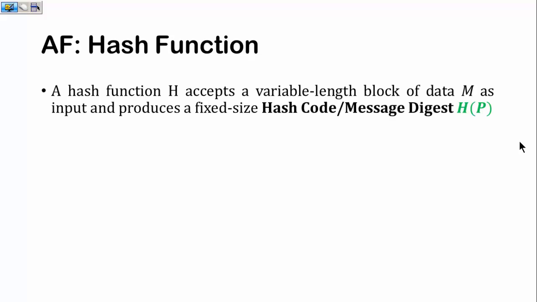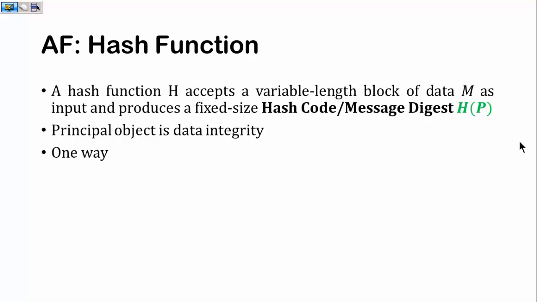Hash function is quite similar to your MAC function, but the difference is that it is not using a key. It is a one directional function that produces a hash code or a message digest, and it is represented by H in the bracket plain text. The principal objective is again data integrity, because when this code is getting attached to any message, it has to be verified by the receiver by producing the same code. If the code matches, that means the message was not modified at all.